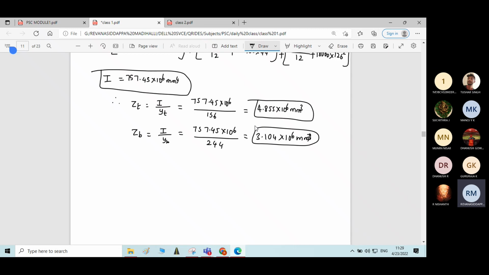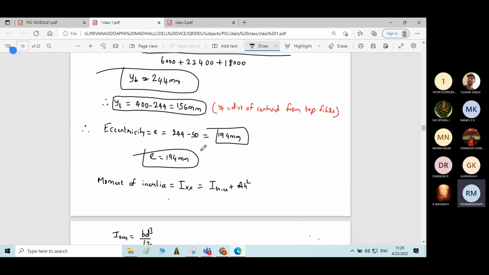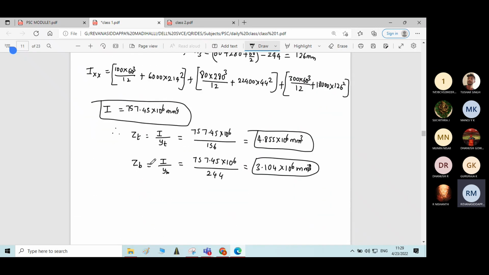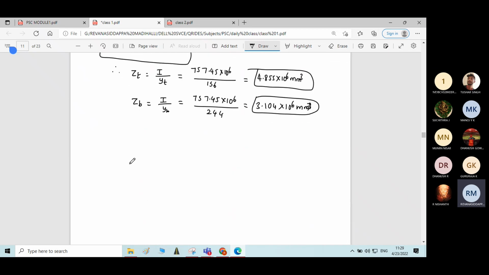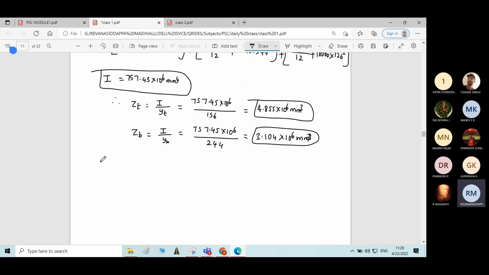What next after finding these things? See, you got the prestressing force, cross-sectional area, the eccentricity, then you have calculated the section modulus. What else is required for the calculation of the resultant stresses? You require the moment due to self weight. You also require the moment due to live load. That we will calculate now. So to calculate the moment due to self weight, write the side heading as moment due to self weight, that is Mg.